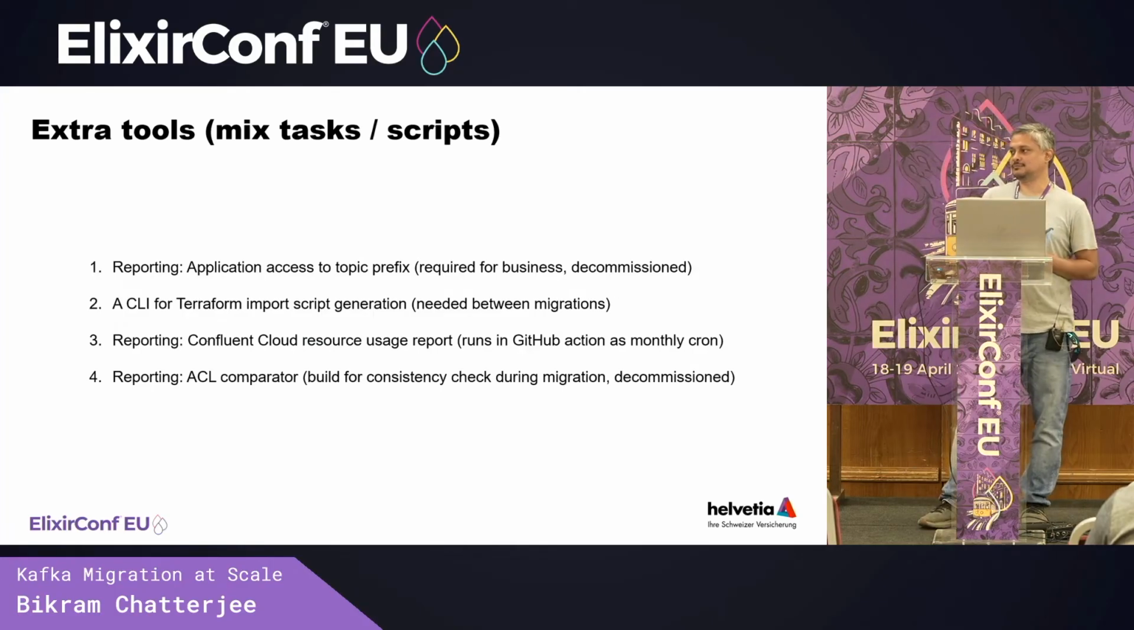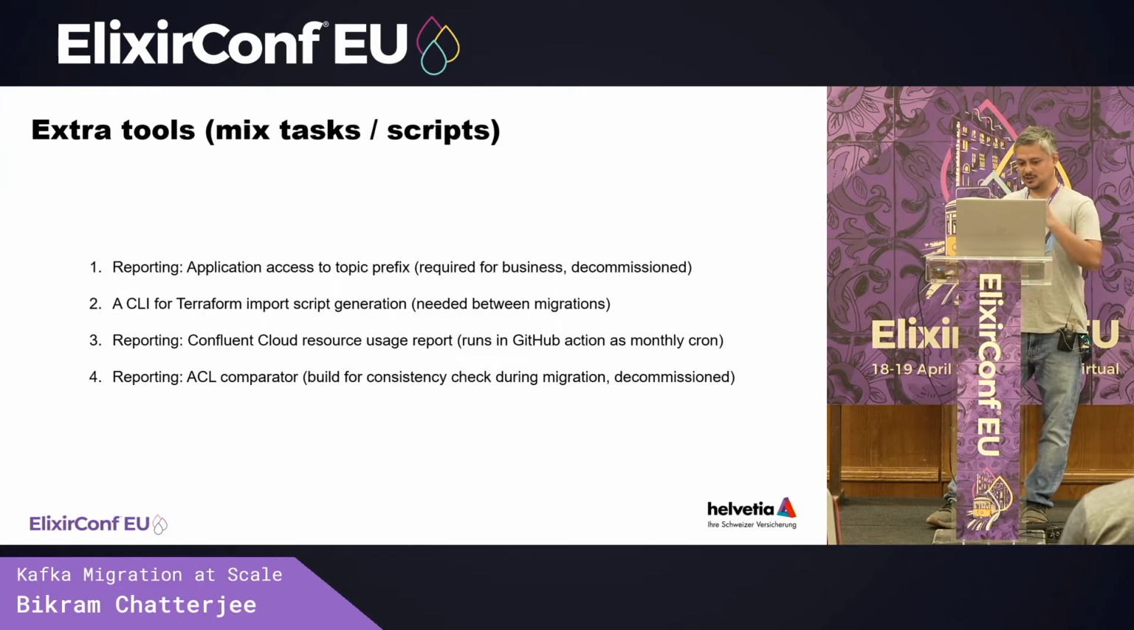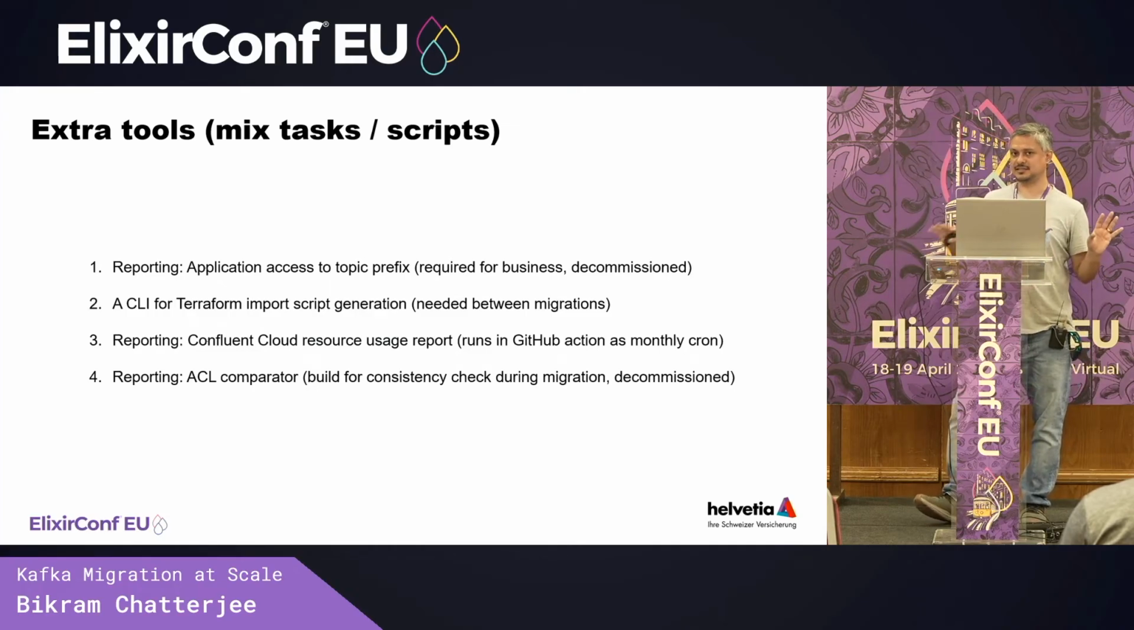During this 1.5 years, we built a lot of cool Elixir tools to help with the migration and analytics and statistics. There was a reporting tool. We generated the Terraform import script with an Elixir tool from the topics that we had been migrating. So at the end of every wave, we did that. And then we used an ACL comparator to find out if the migration is going right, comparing the old set of ACLs and the new set of ACLs, so there is no anomaly between them, and so on and so forth.